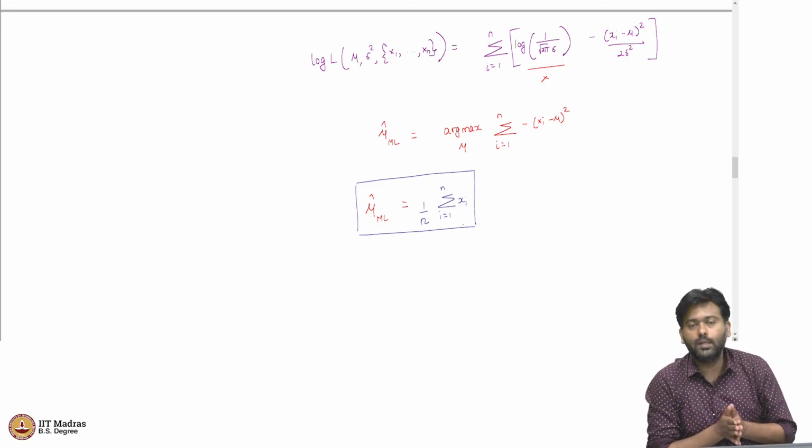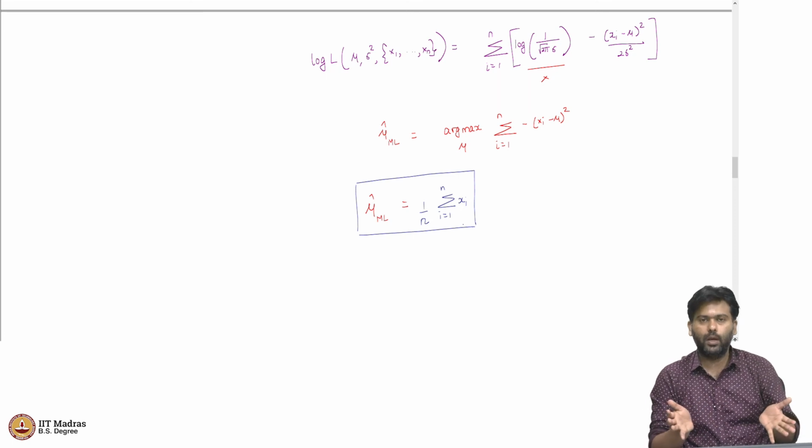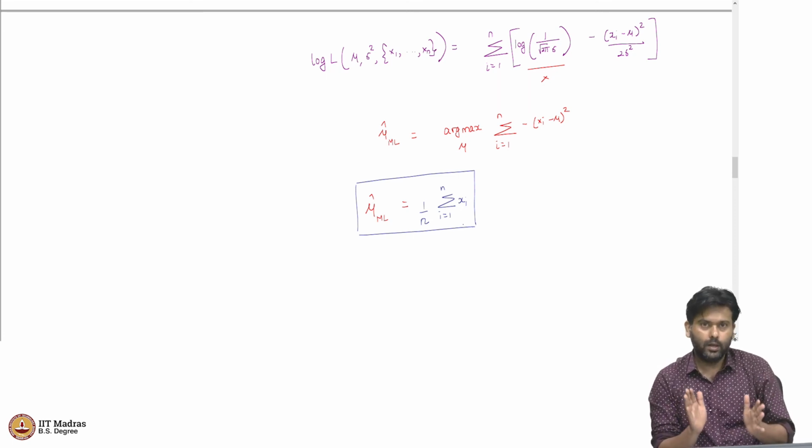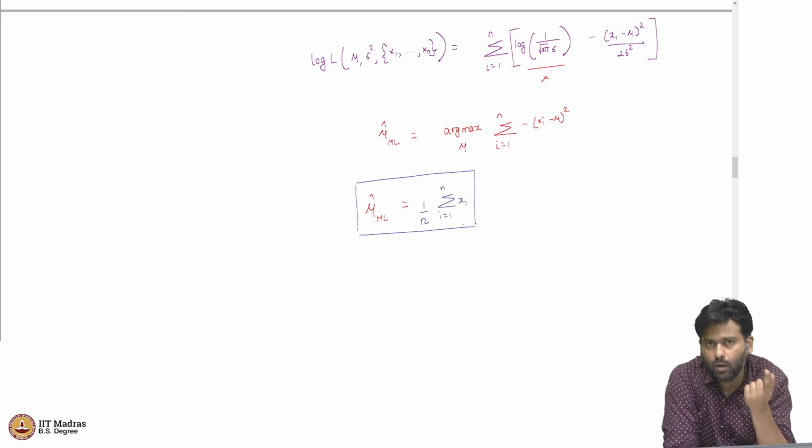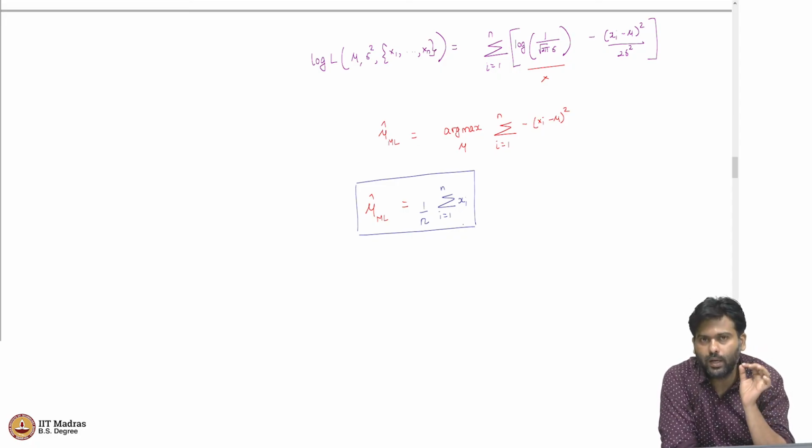What does this tell us? This tells us that if you have a bunch of data points, and this is the important part, if you assume that this data is generated according to a Gaussian with certain unknown mean mu, then the best guess according to the maximum likelihood principle for this unknown mean mu is the sample mean.